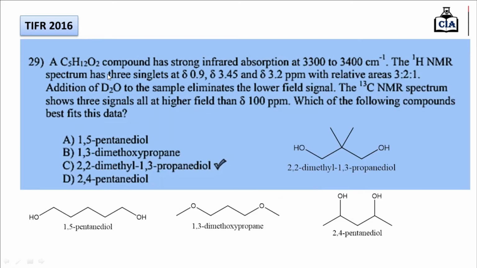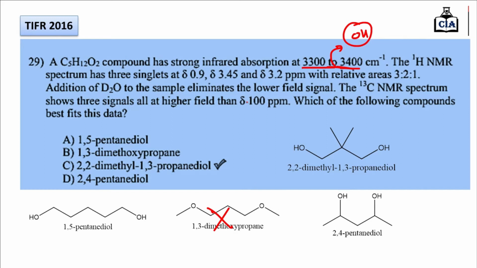Now next question from TIFR 2016. In this question we have to find out the correct structure of the compound. First draw the structure of all these options, then look at the IR spectra. This IR value indicates that the compound contains an OH group. So the option with the ether will be an incorrect answer. So either of these three options will be correct.